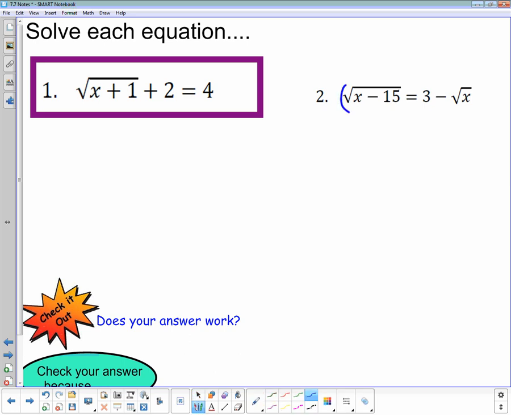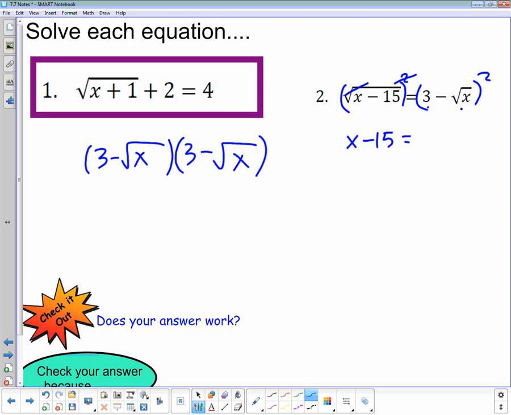Okay, so if I square both sides, I'm squaring the whole thing. Now, on the left-hand side, everything's under the radical, so that just cancels my radical and my power of 2, and I'm left with x minus 15. On the right-hand side, I have a binomial that's being squared. That means I have to use FOIL to distribute that out. So let's FOIL this out and see what happens here.